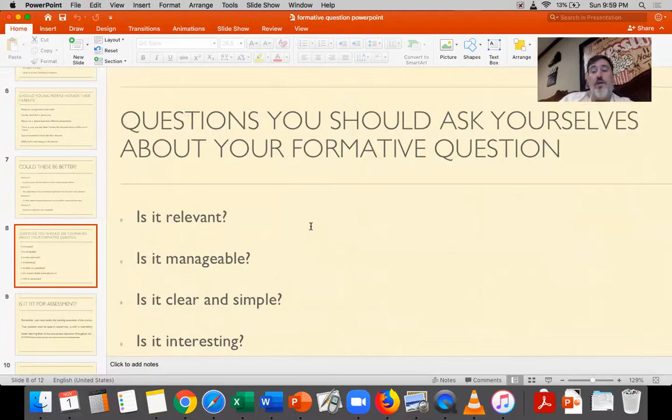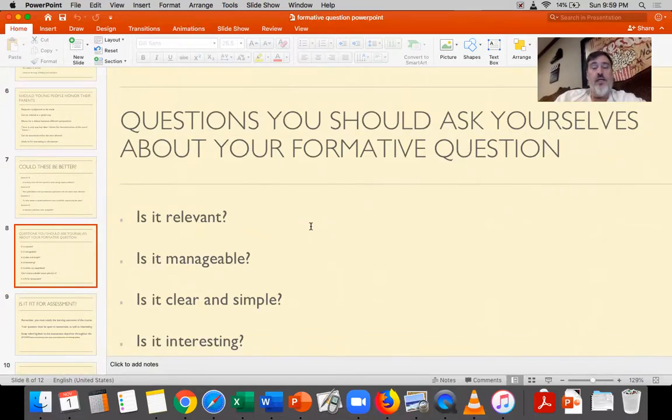Now, here's the questions you should ask yourself. Here's another list. Questions you should ask yourself when you're creating your formative question that you are going to address for this paper, okay? Is it relevant? Is it relevant to what I want to write about? Is it manageable? Is this too big a question for me to answer in less than 2,000 words?